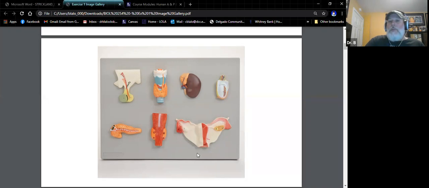This is the female reproductive system, all right? We have an ovary right there. There's another ovary right here, and that's the uterus right there, okay? All part of endocrine tissues.